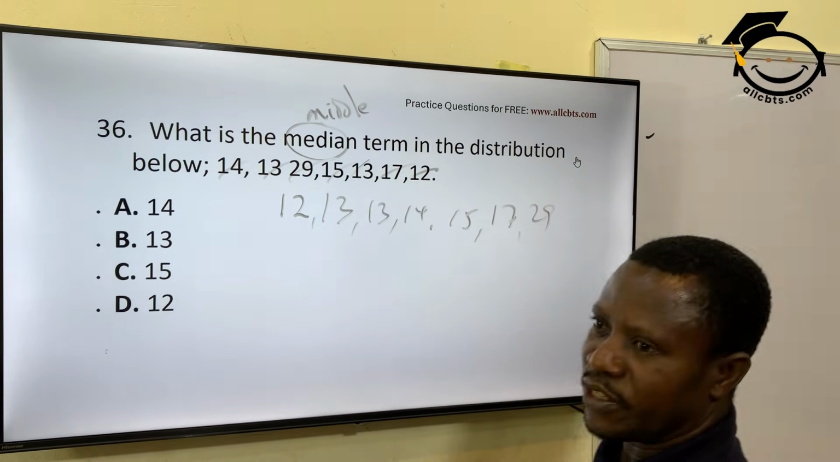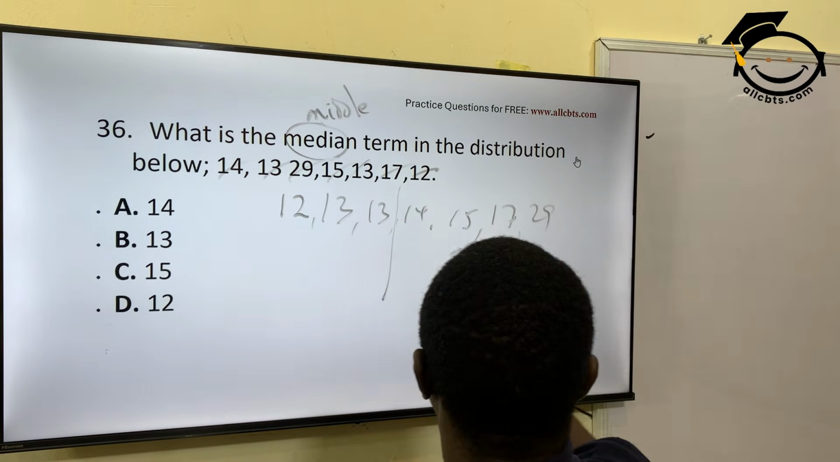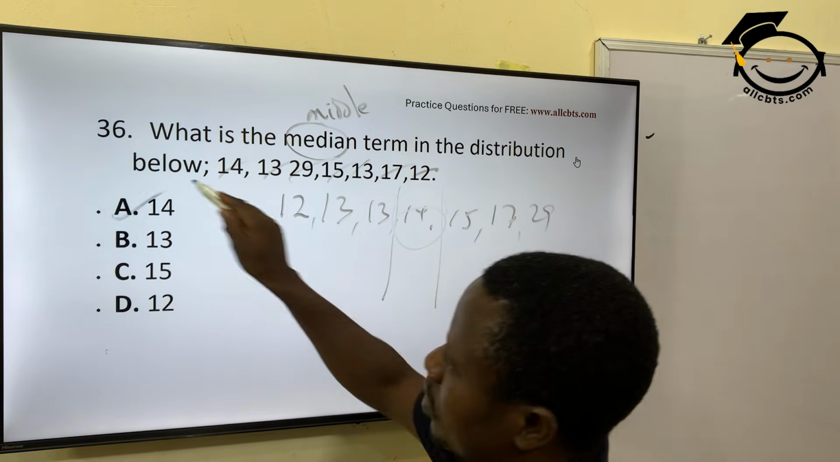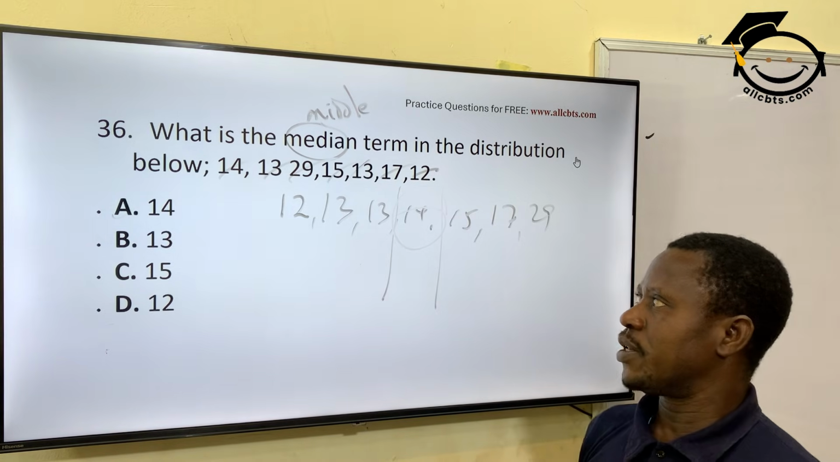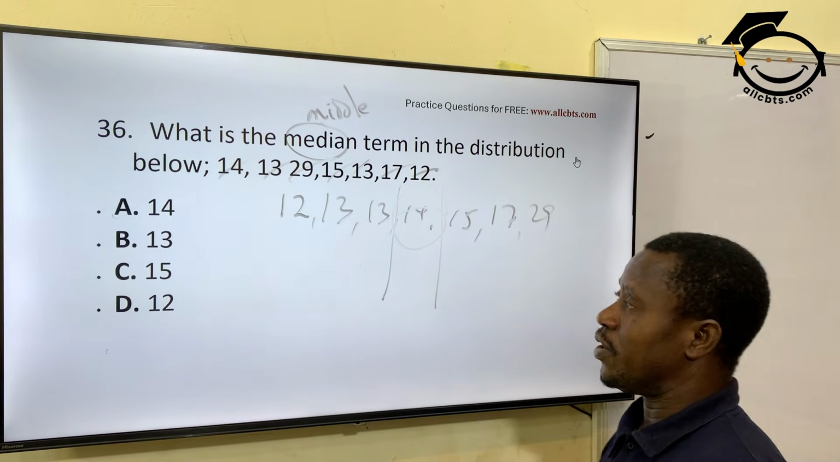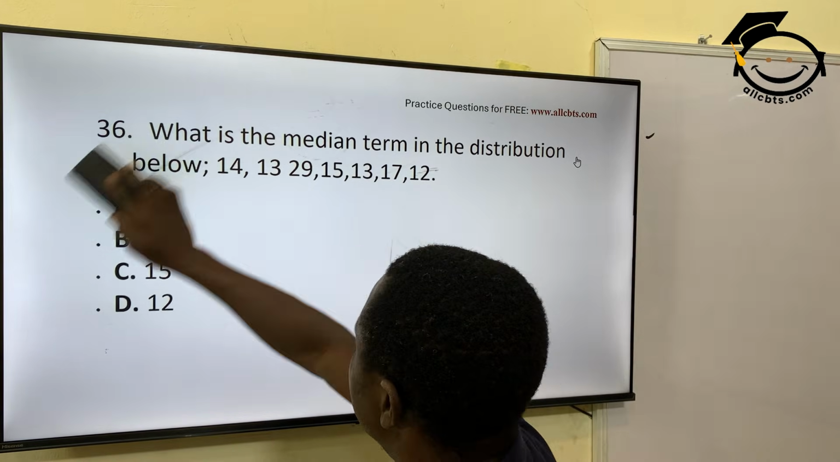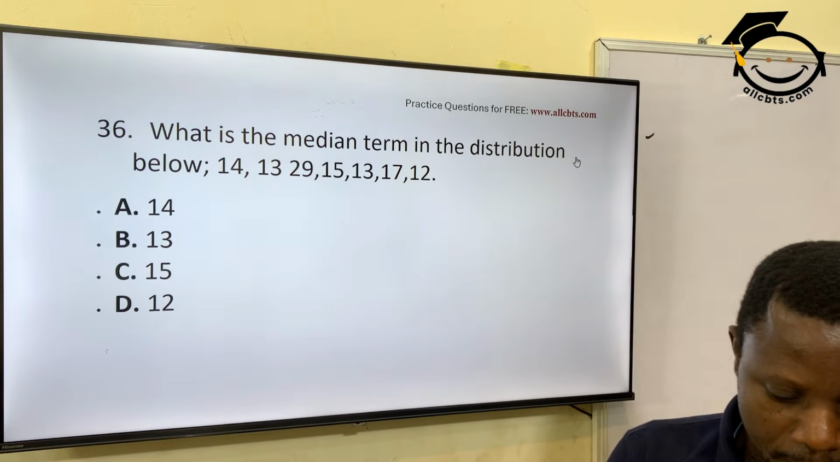So the median is the middle. You count from the front. 1, 2, 3, you stop here. From the back, 1, 2, 3, you stop here. So the middle number is 14. A is the option, correct answer. 14 is the correct answer because that is the middle, the number that fell in the middle. All right? That's the median term, or the middle value. 14, option A, is the correct answer.